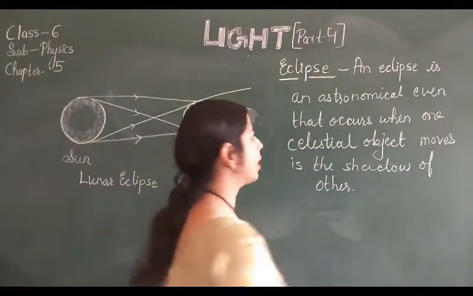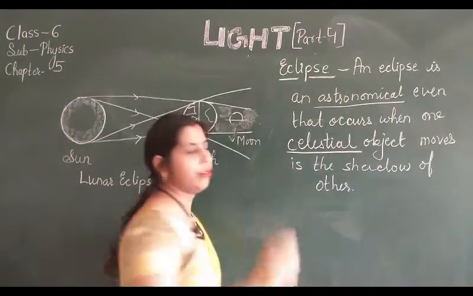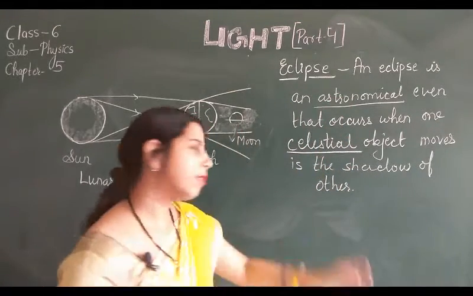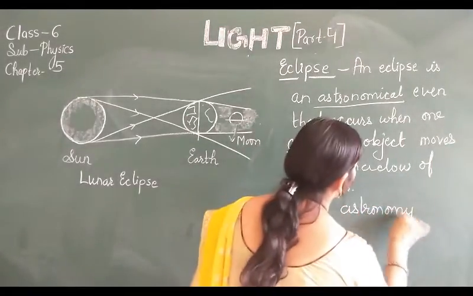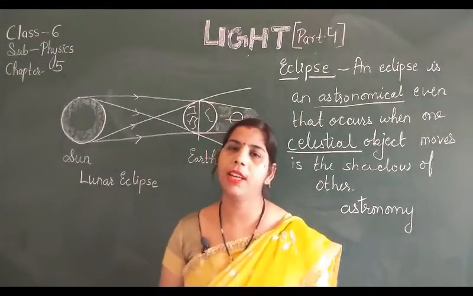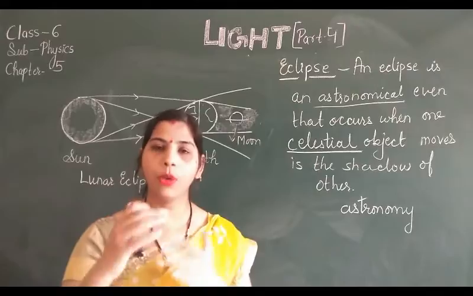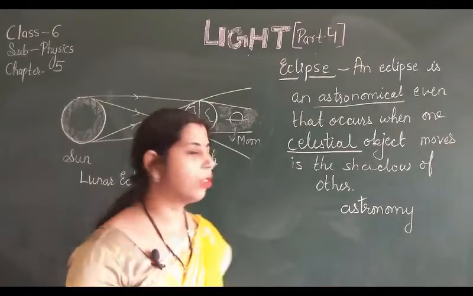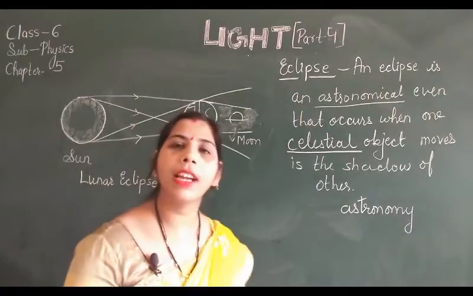About the two words which are given here: first is astronomical and second is celestial. First you must know about these two words, then you will come to know what an eclipse is. Astronomical is related with the word astronomy, which is the scientific study of the stars, planets, sun and the moon. And the word celestial is related with outer space and the sky. That means when one thing present in outer space moves in the shadow of another, that is known as the eclipse.